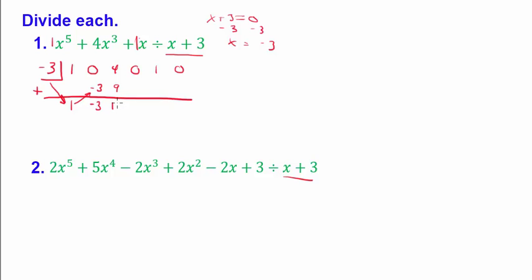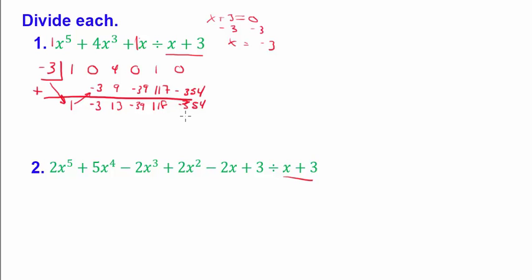Add vertically, which is 13. Multiply diagonally, which is negative 39. Add vertically, which is negative 39. Multiply diagonally, which is a positive 117, add vertically, which is a positive 118, and then multiply diagonally, which is negative 354. I add one more time, which is negative 354.